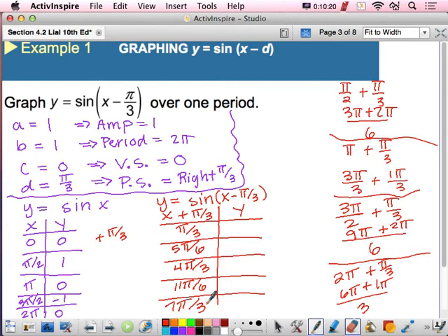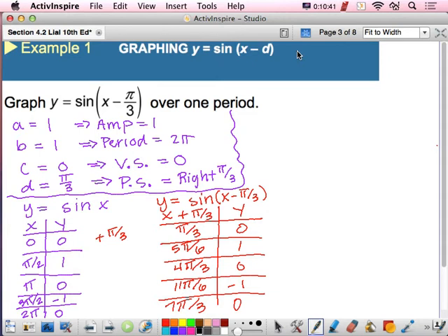I'm going to pause right here and let everybody think about their table for a minute. But let me fill in the y's. They don't change. This stays 0, this stays 1, this stays 0, this stays -1, this stays 0. So we only adjusted our x's because we only had a phase or horizontal shift. Let's pause for a second.